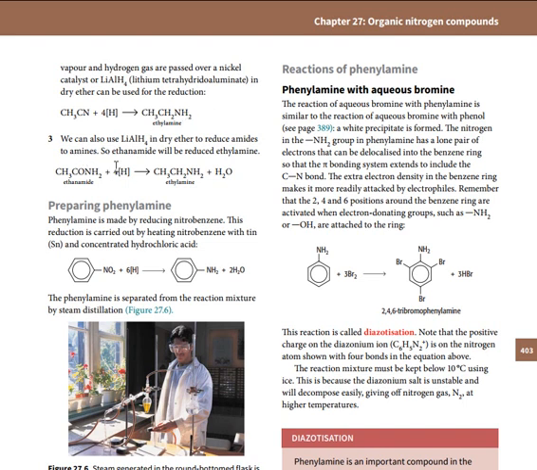The next point is using lithium aluminum tetrahydride on an ethanamide. So what is it going to produce? When I use an ethanamide, I use lithium aluminum tetrahydride directly, I'm going to produce ethylamine. Now phenylamine is made by reducing.